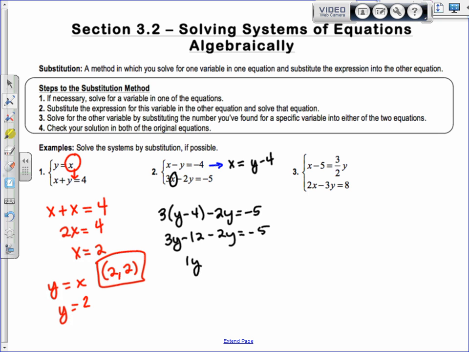Add, so 1y minus 12 equals -5. Add the 12 over, you get y equals 7. That's where people mess up. They're always like, oh, -17, right? You gotta be careful.